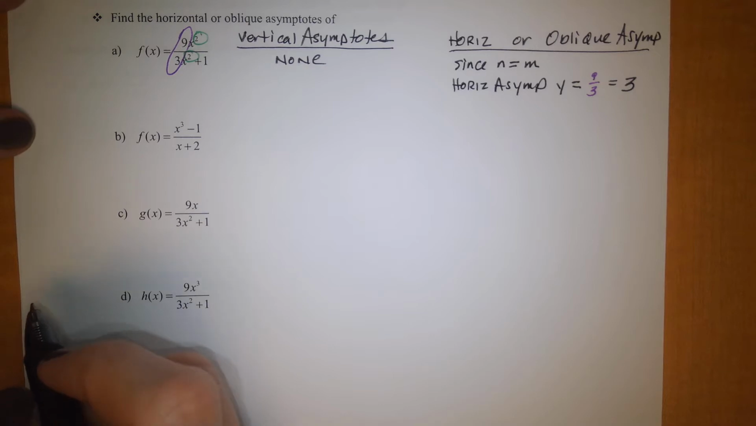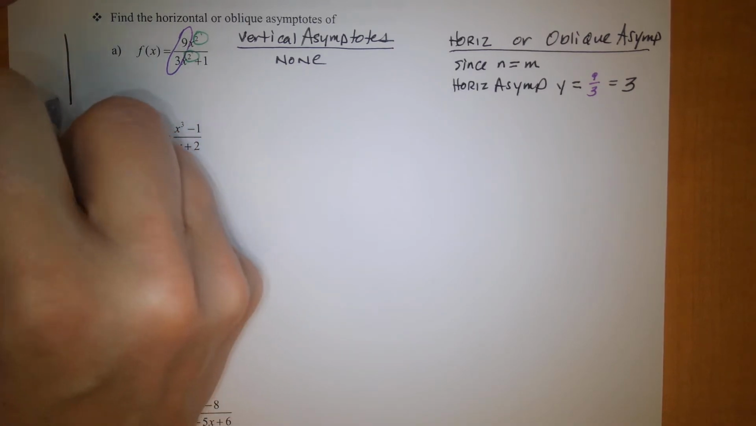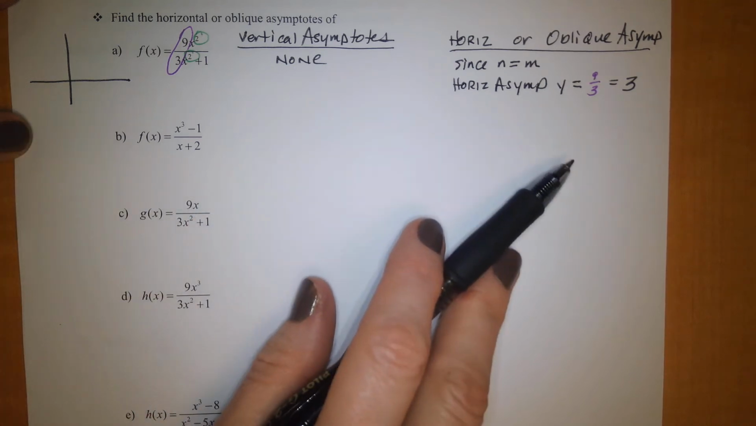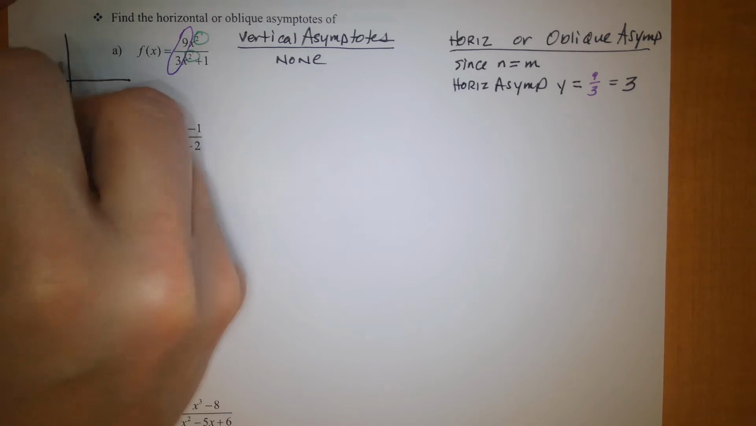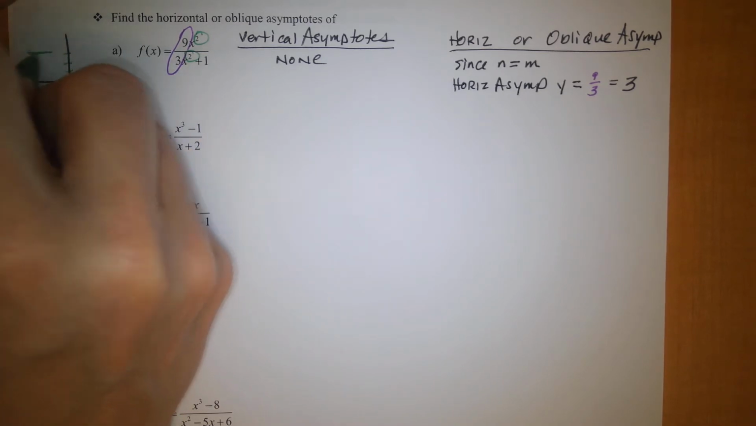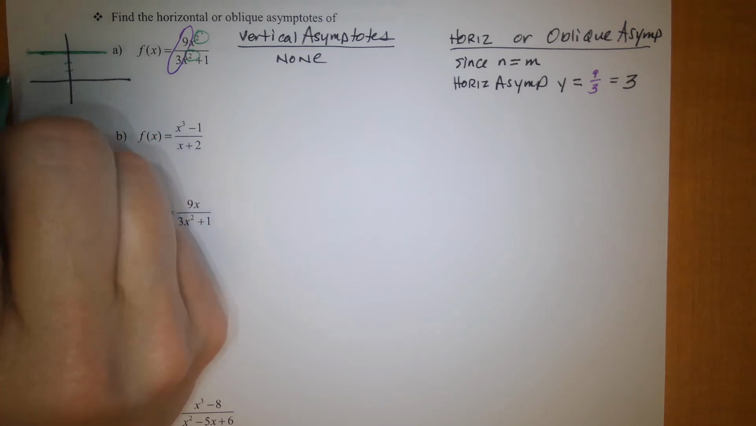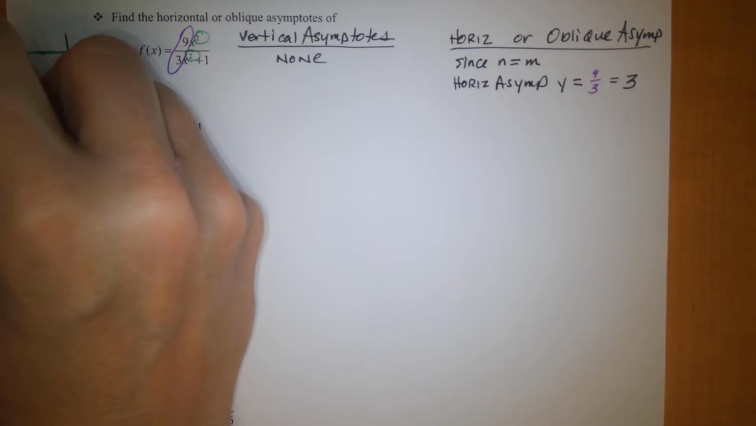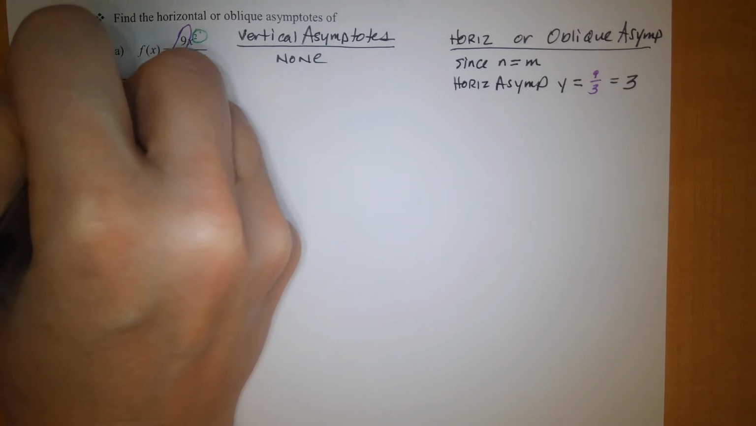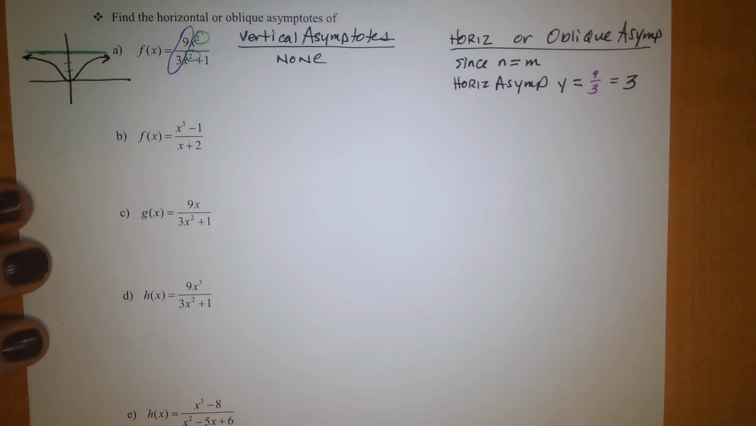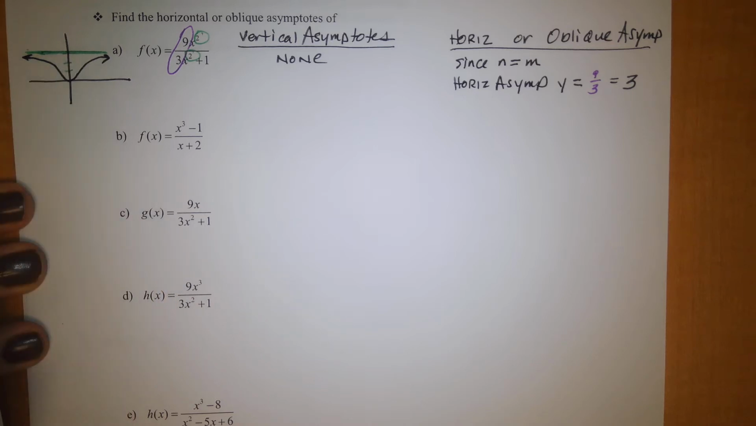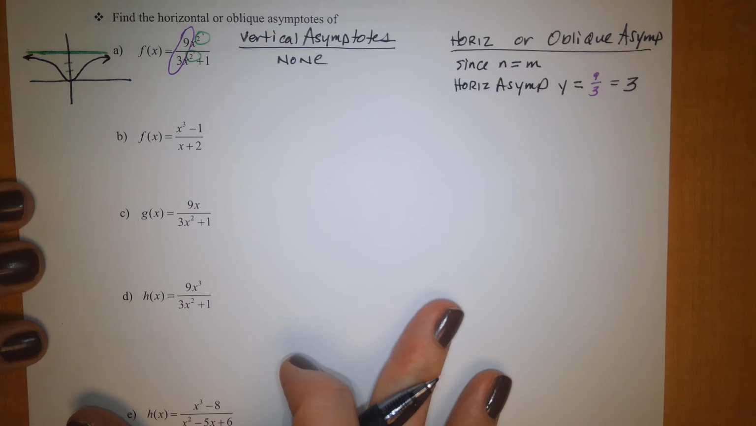To give you a general idea of what this graph would look like, no vertical asymptotes, but we definitely have a horizontal asymptote at y equals 3. 1, 2, 3. So we'll have a horizontal asymptote there. And if I put this into my graphing calculator, this graph actually would look like this. So no vertical asymptotes, no oblique asymptotes, just one horizontal asymptote at y equals 3. Let's look at the next one.